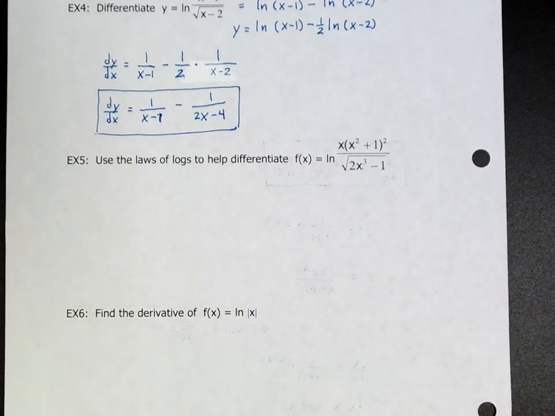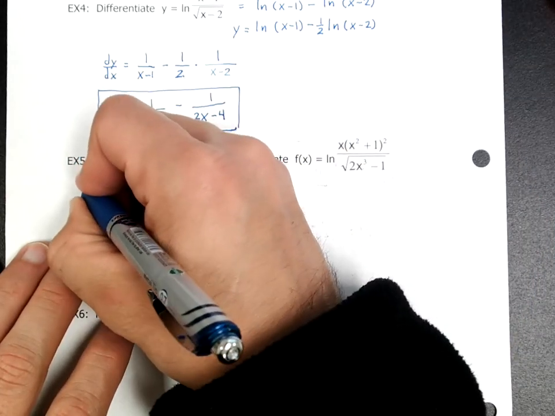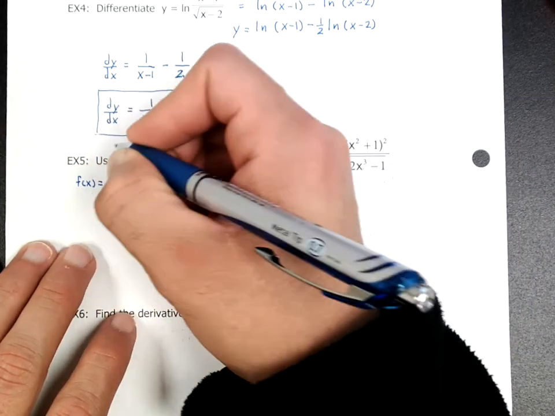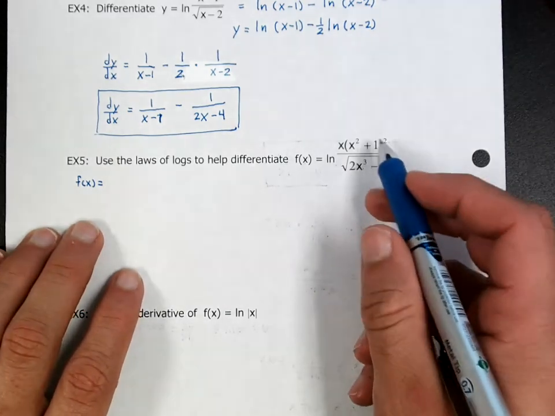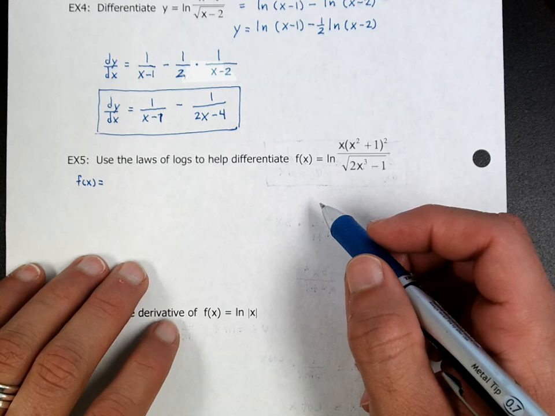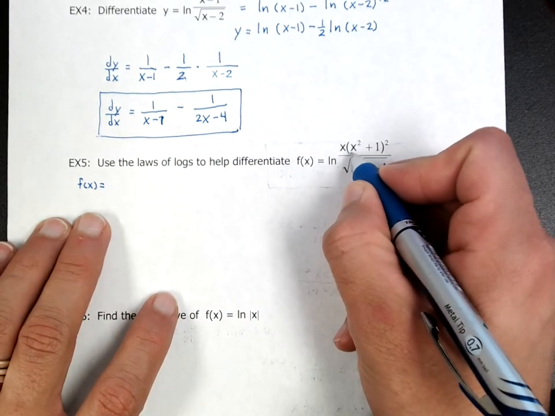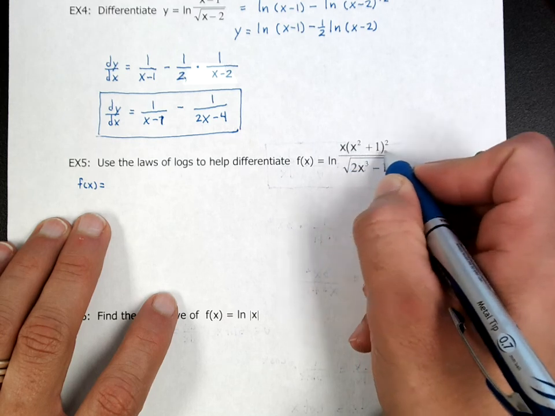All right, on example 5, they are telling us to use the laws of logs to help differentiate this. So before I even take the derivative, I'm just going to simplify using the rules of logarithms. So I'm going to try to expand this. This is a lot of steps, so maybe I should take a couple of steps just to remind you. Notice that on top you have x times all of this.